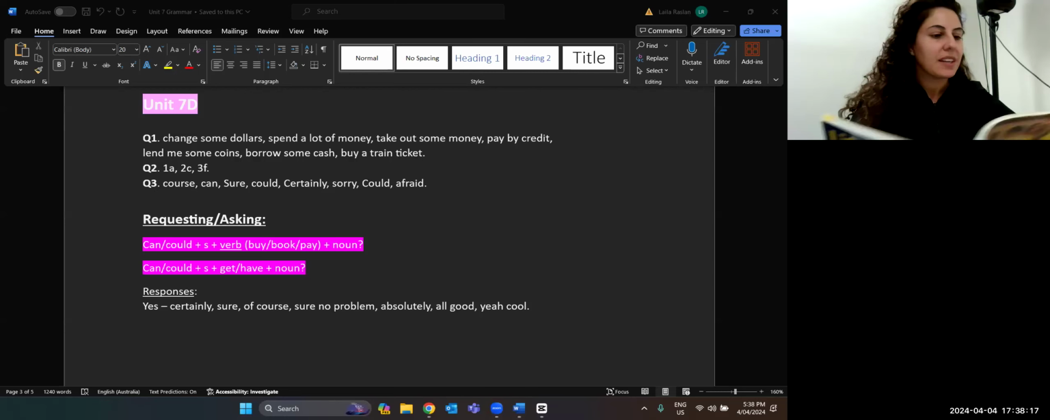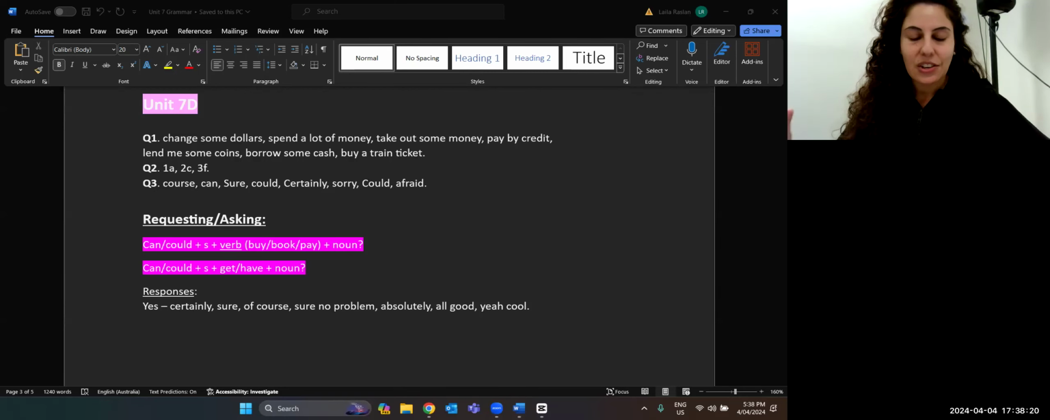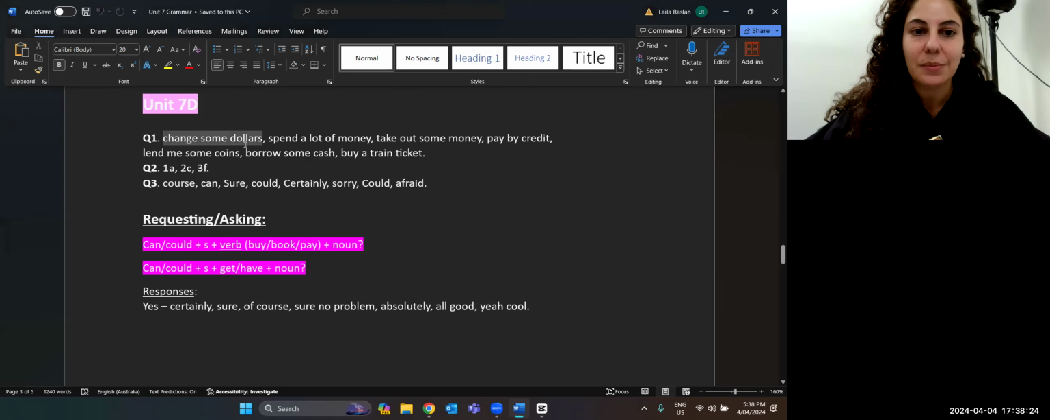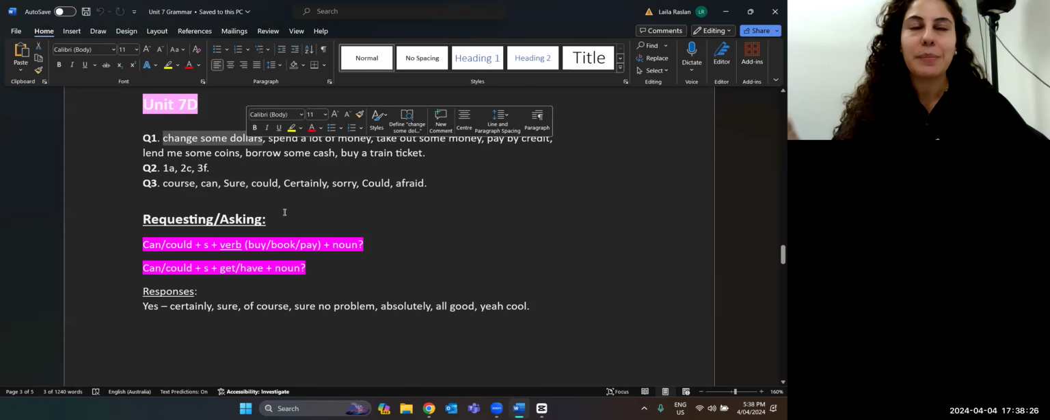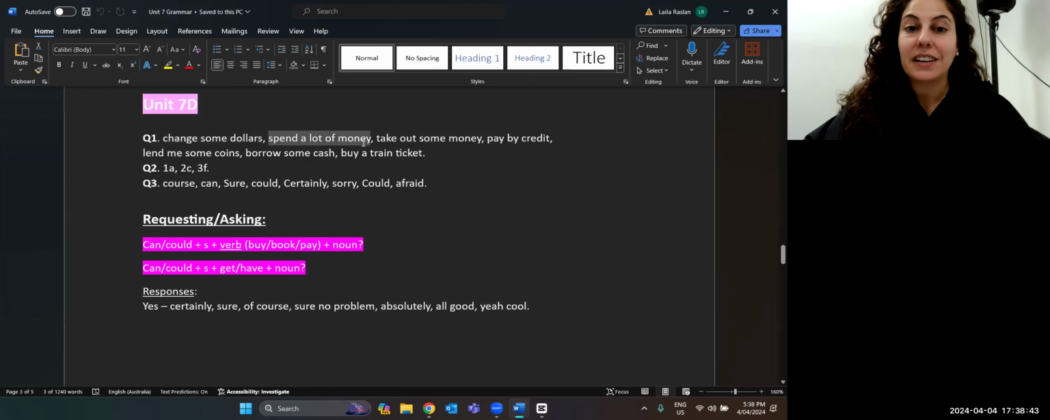So if we look in our lessons, we have some vocabulary. So let's look at some vocabulary. If I want to change some dollars, that means that maybe I have a note, like a $10 note, and I want to make it into small money. I want to make it into coins or something like that. So I want to change some dollars.